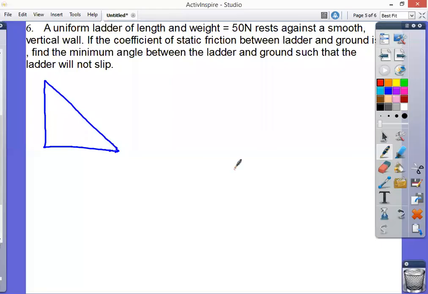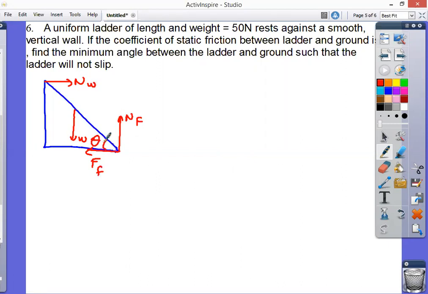The uniform ladder of weight 50 Newton. Okay. The weight over here is 50 Newton. We have force due to wall and W, let's call it. We have normal force over here. Let's call it NF. Okay. And we have friction force in this direction, which is friction force. Let's call it FF. Okay. And here we have theta.